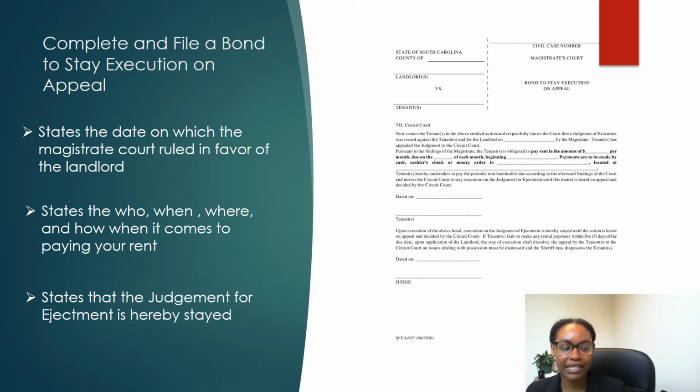execution on the judgment of ejectment is hereby stayed until the action is heard on appeal and decided by the circuit court. If tenant fails to make any rental payment within 5 days of the due date, upon application of the landlord, the stay of execution shall dissolve. The appeal by the tenant to the circuit court on issues dealing with possession must be dismissed, and the sheriff may dispossess the tenant. So what I stated earlier, it's once again given to you in the bond to stay execution on appeal, repeating the importance of making sure you understand what you are filling out and what will happen if you do not keep this written promise.